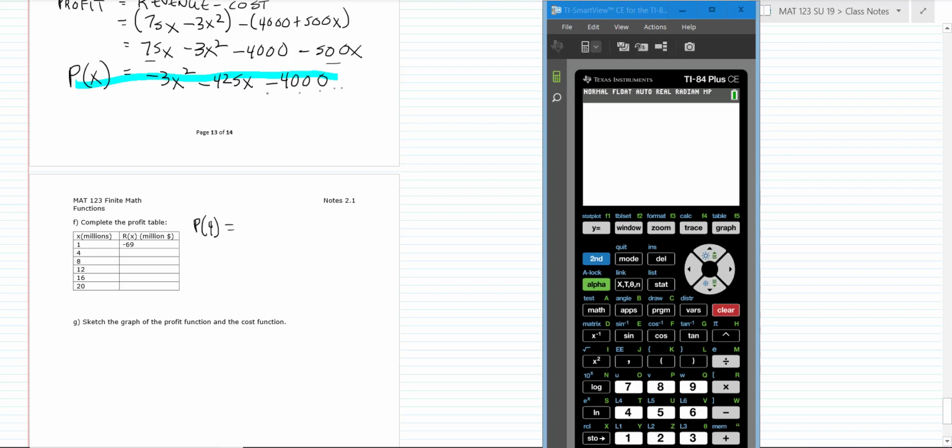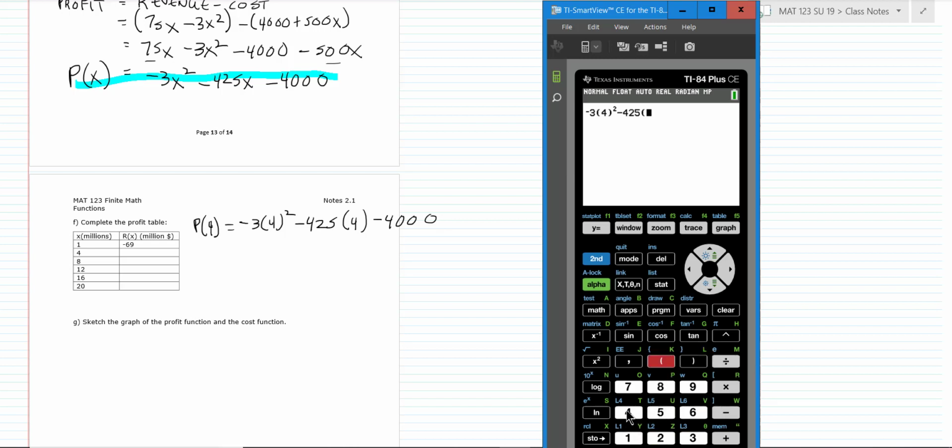So you would plug into this here, so you would do negative 3 times 4 to the second minus 425 times 4 minus 4,000. So we're going to repeat that for each of these numbers here. So negative 3, there are several ways you can put it in. I'm going to just do this like this: negative 3 times 4 to the second minus 425 times 4, and then minus 4,000.